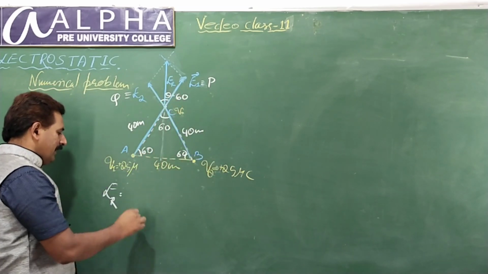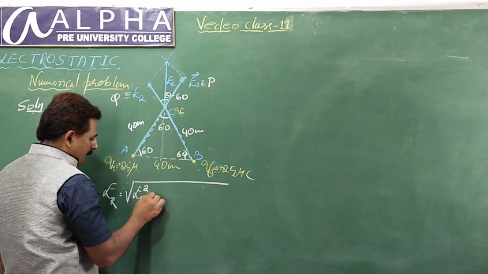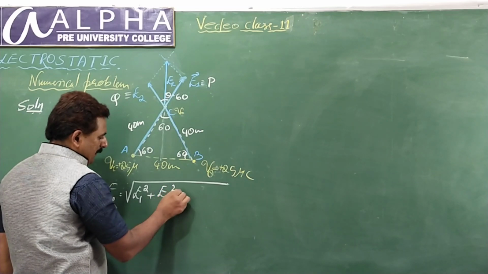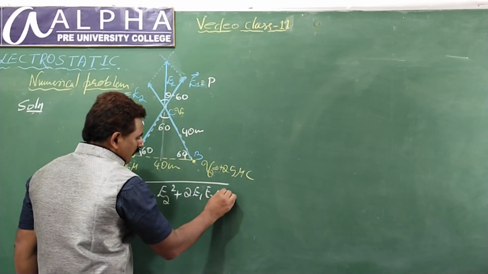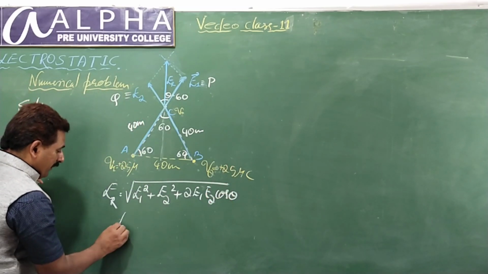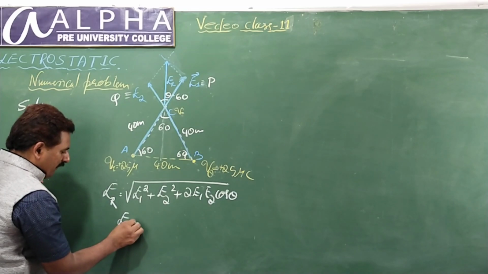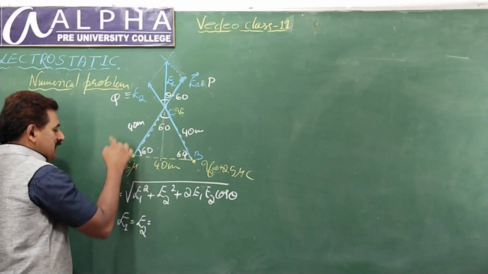Very simple. Write the relation: the resultant is the square root of E1 squared plus E2 squared plus 2 E1 E2 cos theta. You know theta is 60 degrees. We need to find the values of E1 and E2. Actually, E1 will be equal to E2. Why? Because the distance is the same and the charge is the same.